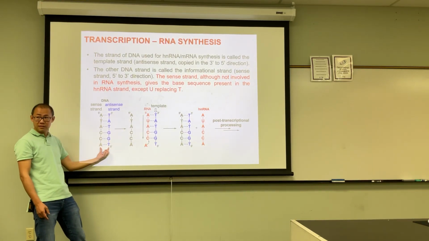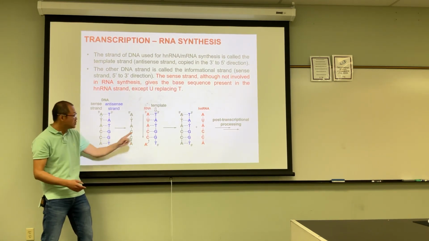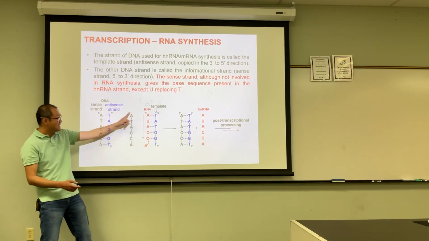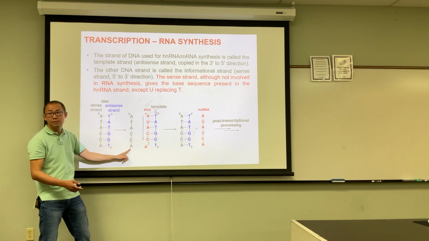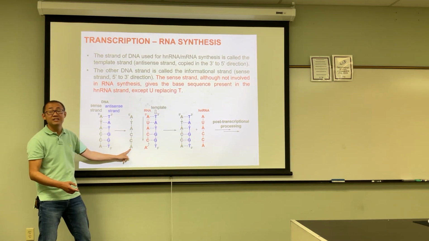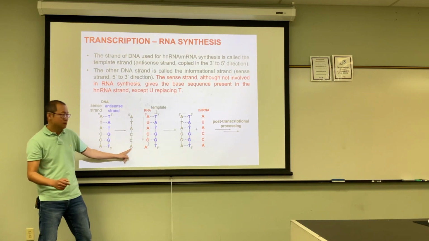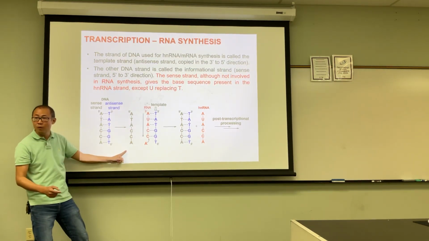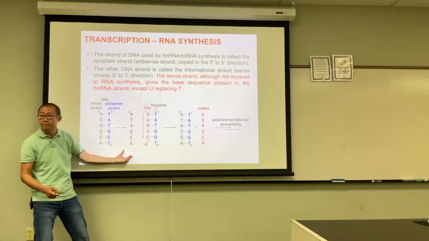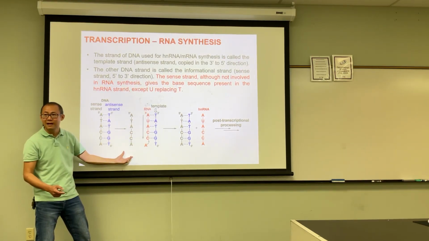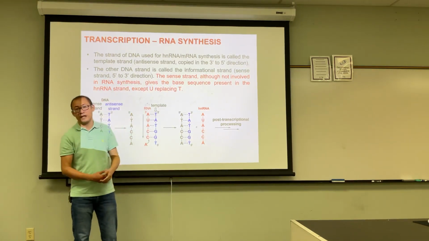Remember, DNA has 2 strands. One is used as a template, the other one just stays there and is not used as a template. The sequence of the RNA should be the same as the sequence of the other strand. We call this the informational strand. It is not used as a template. The sequence is the same, except U is replaced with T, but everything else is the same. Make sense? And the product is called hnRNA.